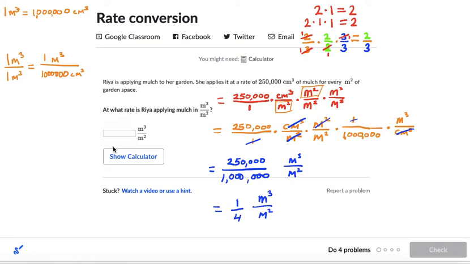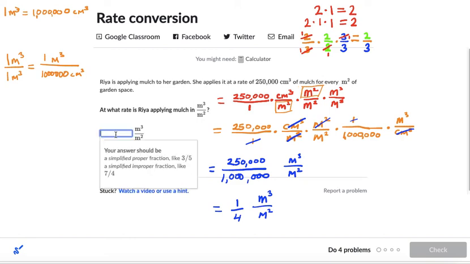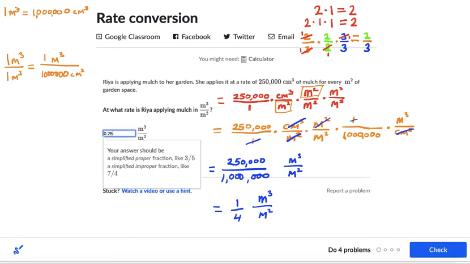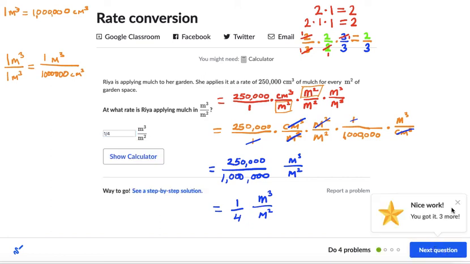Okay, so I'm going to stop that right there and show you first of all that it's true. You can say 1/4, or you can say 0.25. Works fine. No, it wants a proper fraction, of course. So 1/4 of a meter cubed, and there you have it.